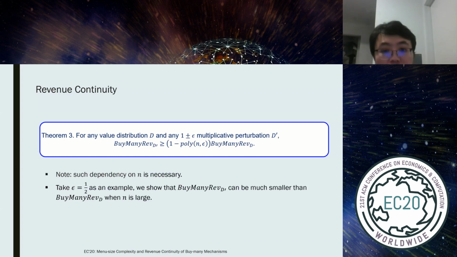So we will take an example with epsilon equals 1/2, which means that the value of the average buyer type will decrease by a factor of 1/2, to show that when the number of items is large, the revenue can decrease a lot after perturbation.